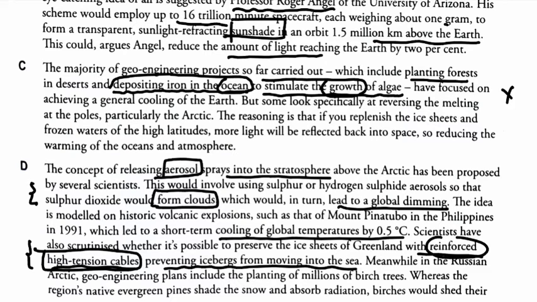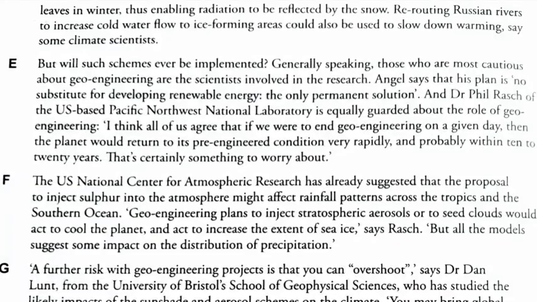Meanwhile, in the Russian Arctic, geoengineering plans include the planting of millions of birch trees, whereas this region's native evergreen pines shed the snow and absorb radiation. Birches would shed their leaves in winter, guys, leaves in winter, right? Shed leaves in winter, thus enabling radiation to be reflected by the snow.